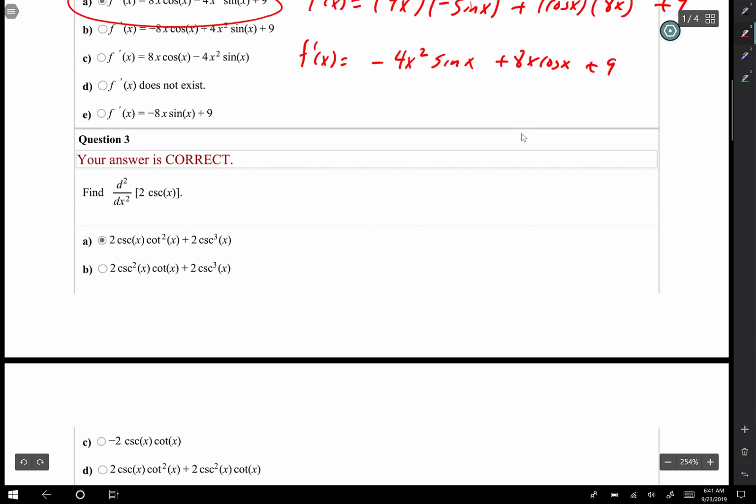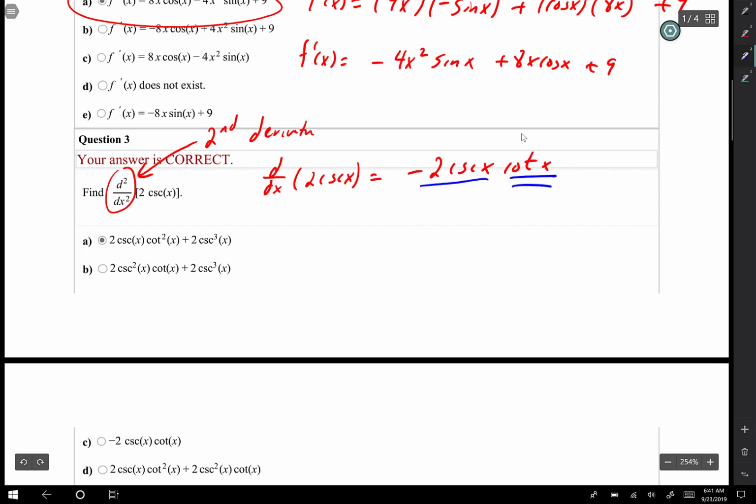Let's keep going. This means second derivative, so you're going to have to take the derivative twice. So d dx of 2 cosecant x is negative 2 cosecant x cotangent x. You can choose to have the negative 2 factored out, but I'm going to pair it with the negative cosecant x. So I'm going to take the derivative again: d dx of negative 2 cosecant x cotangent x. As I stated before, that's going to be my first, that's going to be my second.